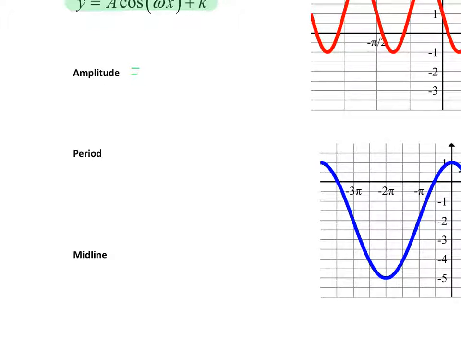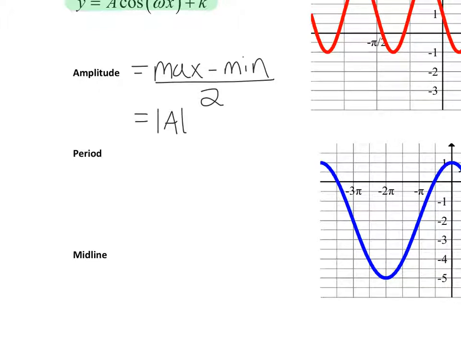half of the distance between the maximum and the minimum. So if I do the maximum value, subtract the minimum value, and divide it by 2, that is going to be the amplitude. And in this case, for a trigonometric function, we're going to say that the amplitude is the absolute value of the A.